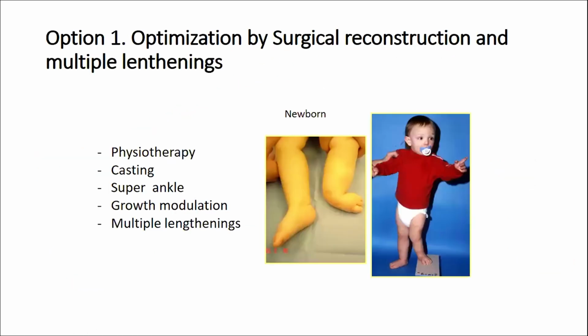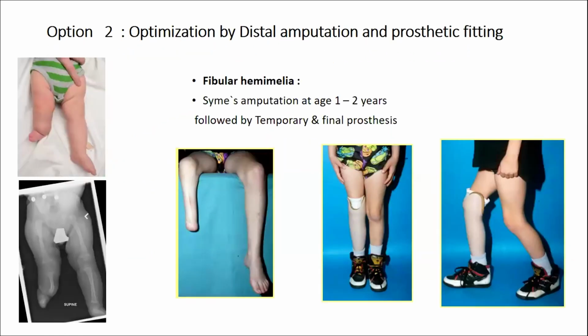for the treatment. The first option, well known to all of us, is surgical reconstruction with multiple lengthening. So that's the case of severe fibular hemimelia, and I think everyone agrees at that stage that yes, multiple lengthening and surgical reconstruction is probably the option number one. The second option is optimization by amputation and prosthetic fitting.